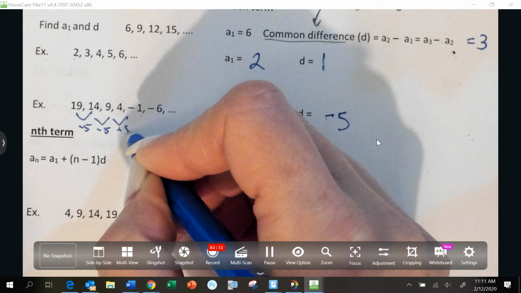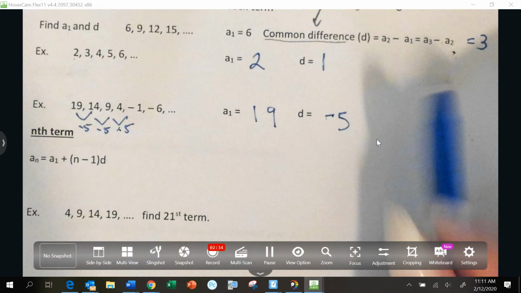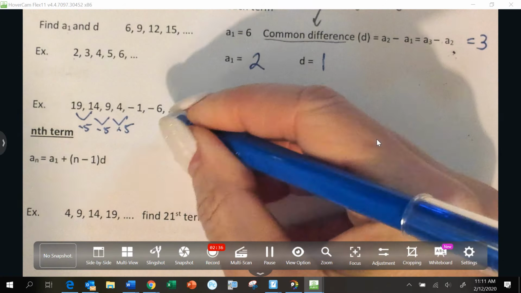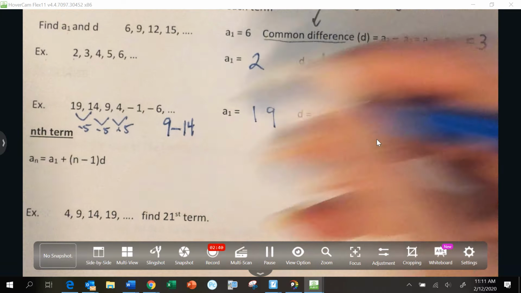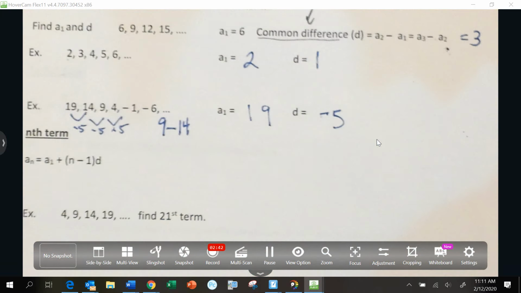You can still write it that way if you want, but this is just telling you a formula. If you want, you can just take any number, 9, and then subtract off the number right before it, 14, and that gives you your common difference d.